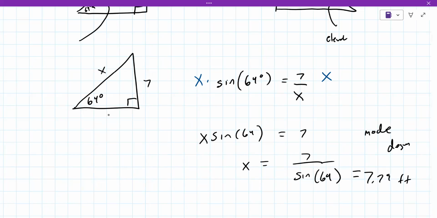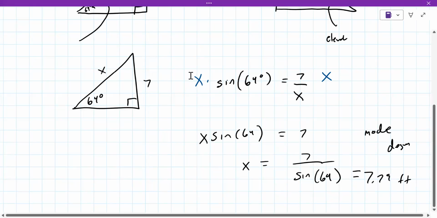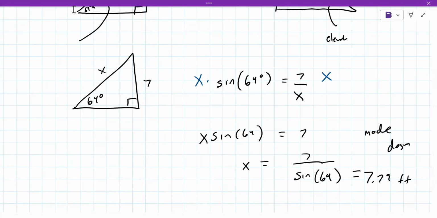Any questions on how to enter this in the calculator? No, I'm good on that. Okay, that one did come easier to me. Good. All right.